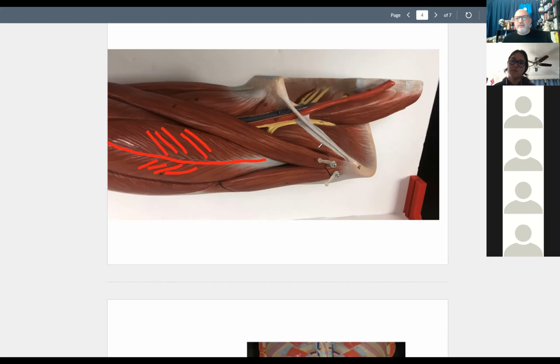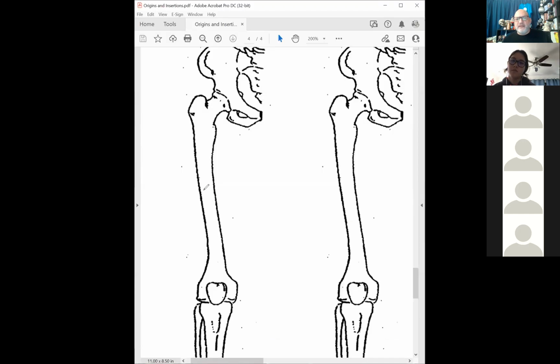Now, I've erased it, but let's go ahead and quickly draw it back again. Vastus intermedius, anterior lateral portion of the femur, inserts into the tibial tuberosity. Insertion pathway is the quadriceps tendon into the patella, patellar ligament into the tibial tuberosity.